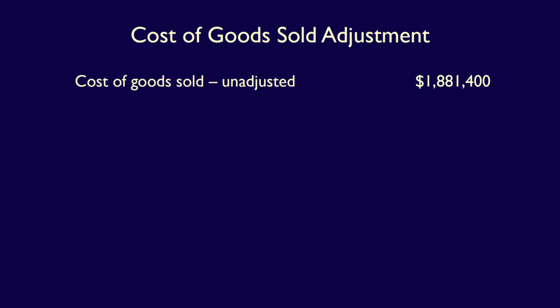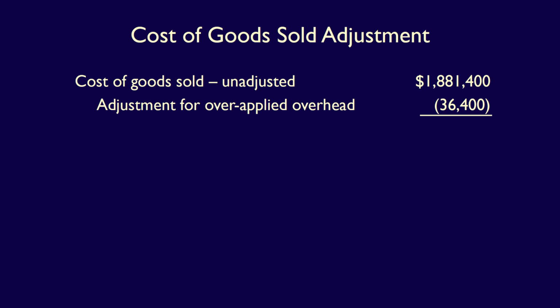Assume that at the end of the year, Camilla's cost of goods sold for the year, before any adjustments, is $1,881,400. Our entry would result in a decrease in the cost of goods sold, so we'll see an adjustment for overapplied overhead, negative $36,400. We are subtracting $36,400 from cost of goods sold as an adjustment for the overapplied overhead. This makes sense. We applied too much overhead, so our cost of goods sold is too high. We have to reduce it for the overapplied overhead.